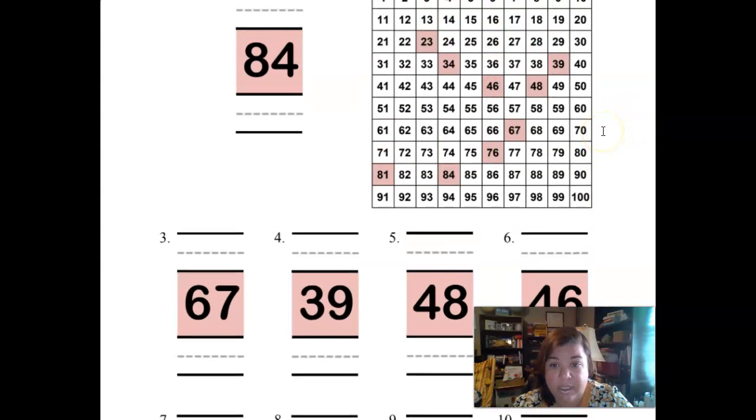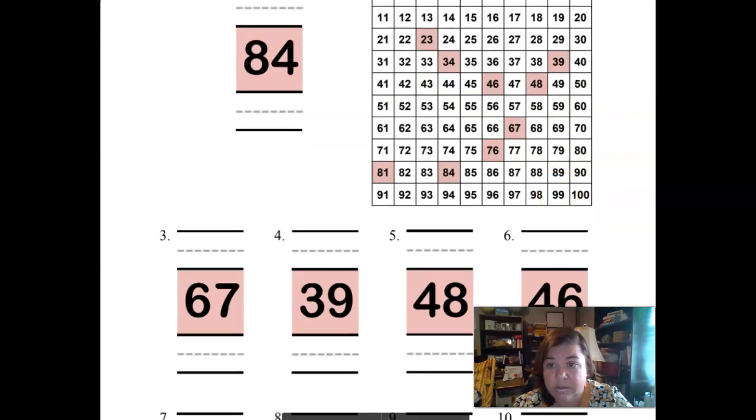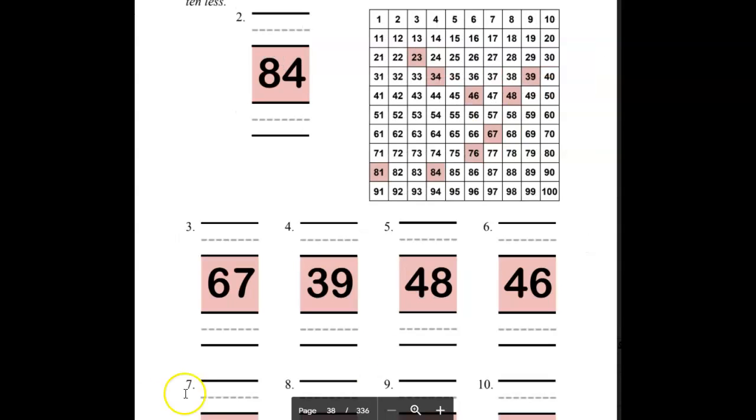So you're going to pause the video, and I'm going to leave the hundreds chart up here for you in case you don't have one at home. With the hundreds chart up, I want you to do 67, 39, 48, and 46 on your whiteboard, or if you don't have a whiteboard, use a piece of paper. Remember, above the number is going to be 10 less than, below the number is 10 more than. Okay, so I want you to do these by yourself. Pause the video and do 67, 39, 48, and 46. Write 10 less and 10 more than those 4 numbers, okay?